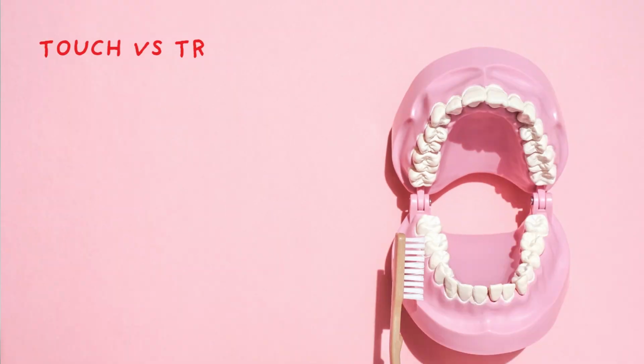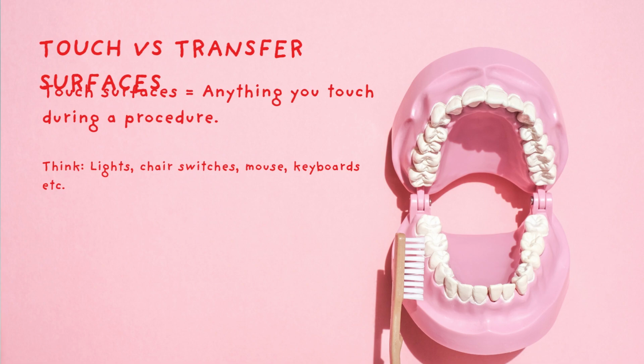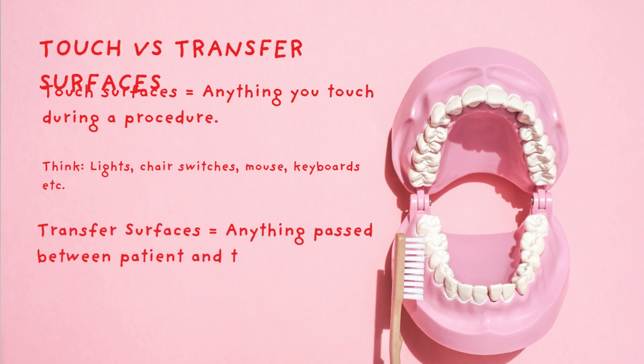Let's talk touch versus transfer surfaces. Touch surfaces are anything that you touch during a procedure. So think the lights, chair switches, the mouse if the doctor needs to click to go back to an x-ray, or the keyboard. However, transfer surfaces is anything that's passed between the patient and the team. So think trays, instruments, impression trays, things like that. These surfaces should be covered in plastic wrap and or thoroughly disinfected between patients because a clean op is a safe op.